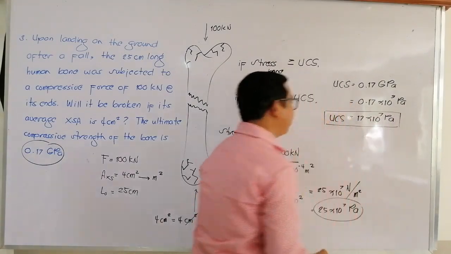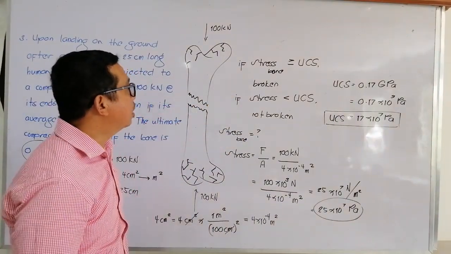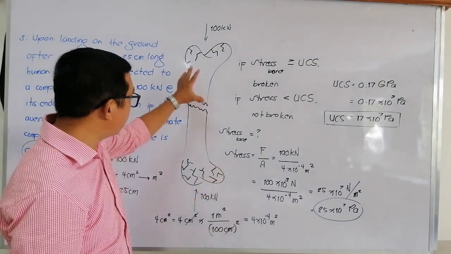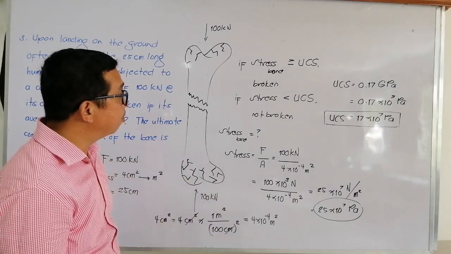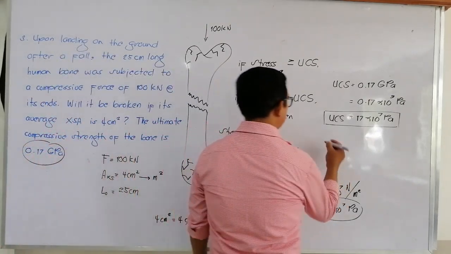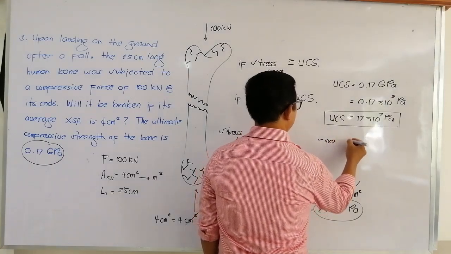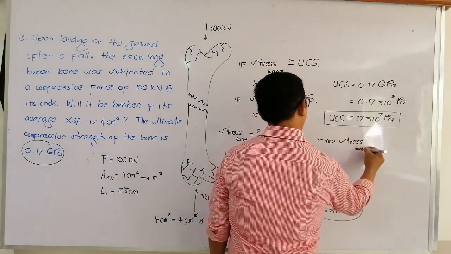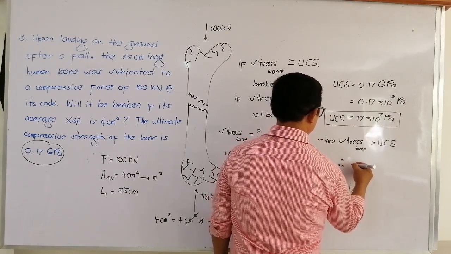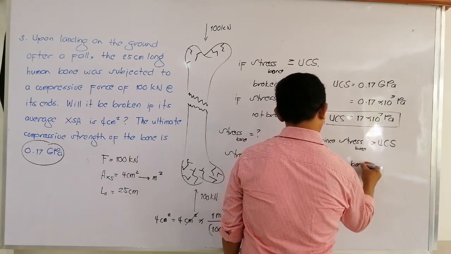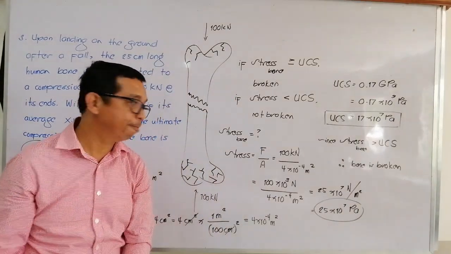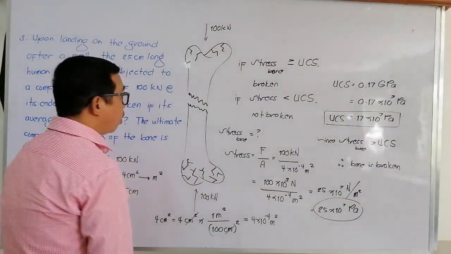So, balikan natin yung condition. Alin sa dalawa ito? Is the stress equal to, greater than, or less than the ultimate compressive strength? So, what we have computed, the amount of stress experienced by the bone is 25 times 10 to the 7 pascals, and that is way more than the ultimate compressive strength. So, since the stress experienced by the bone is greater than the ultimate compressive strength, it follows then that the bone is broken. Okay? So that's it for problem number 3.